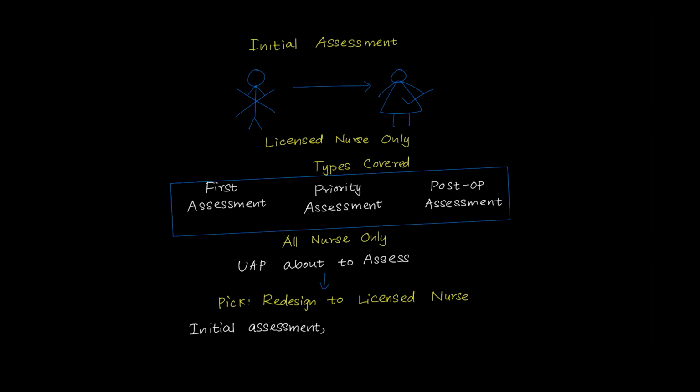Here's a D439 OA exam tip for you. When a UAP is about to do an initial assessment, pick the answer that redirects the task to a licensed nurse. Quick recall hook: initial assessment, licensed hands only.